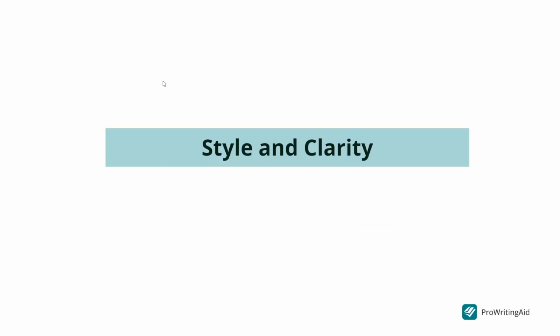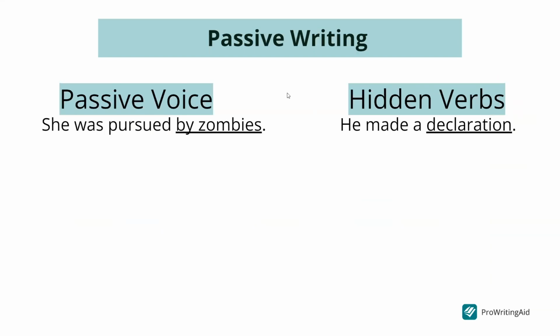Let's start with style and clarity. This is a great place to start when you're editing. So passive writing includes a few things. It includes passive voice, which is where you take the true subject of your sentence and make it the object of your sentence. And it becomes slower, messier, harder to read. Hidden verbs are where you use a noun form of a verb rather than the actual verb, which makes your writing weaker. So these hidden verbs can weaken our writing, slow it down, although you can use these both for emphasis in certain situations.